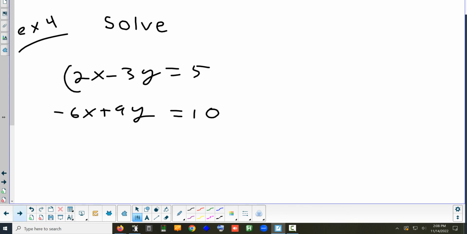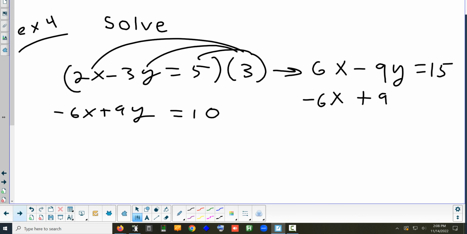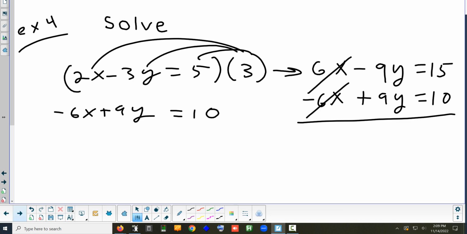Yep, 3. So let's multiply everything by 3. So essentially triple the top equation. 6x minus 9y equals 15. Negative 6x plus 9y equals 10. What's 6x and negative 6x? 0. That's gone. So we have 0. What's negative 9y plus 9y? So now the whole left-hand side is 0. And what's 15 plus 10?